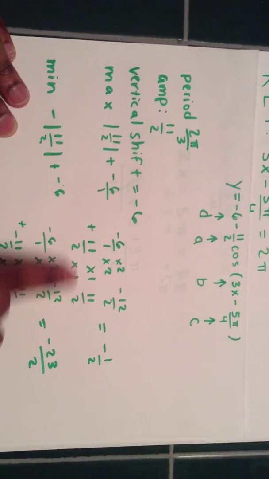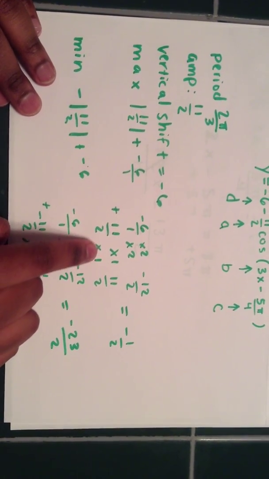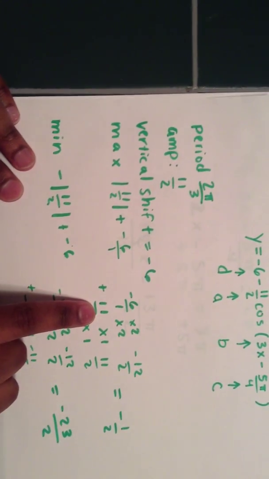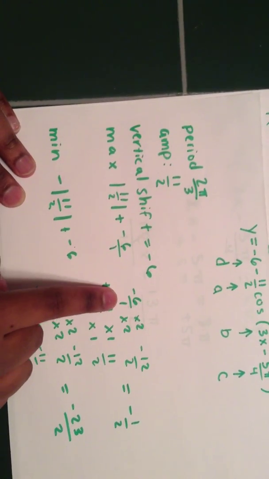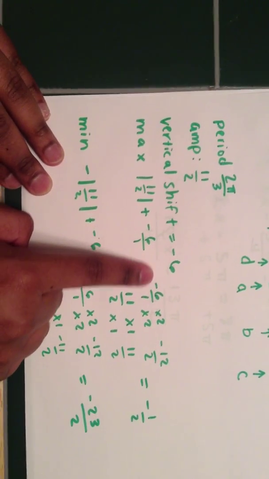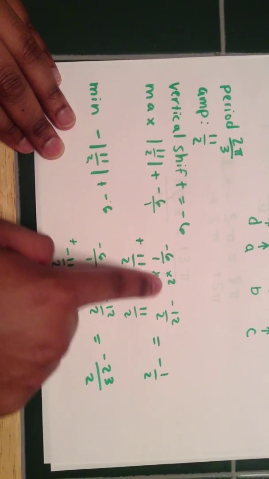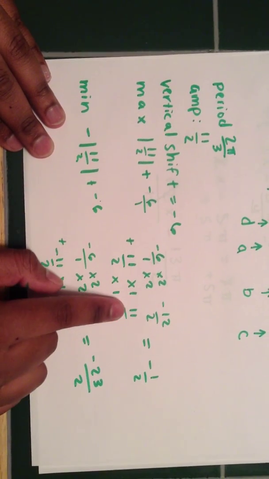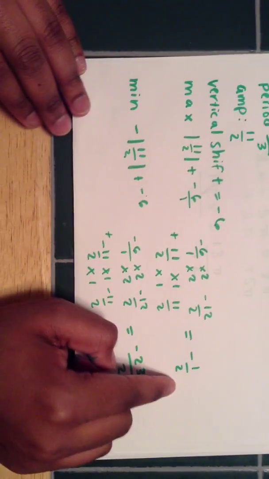So to get 2 to 2, you have to times by 1. And you have to do the same on top, which would be 11 times 1, which is 11. To get 1 to 2, you have to times that by 2, which would be 1 times 2, which equals 2. And you have to get negative 6 to negative 12, which would be negative 6 times 2. When you add them two together, you get negative 1/2.